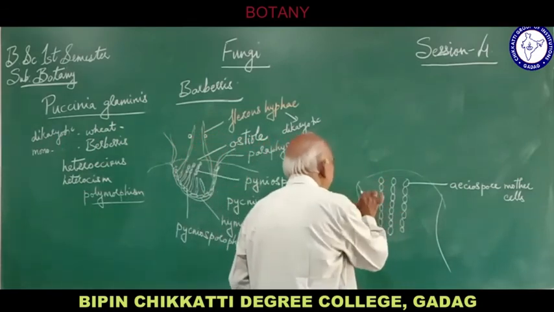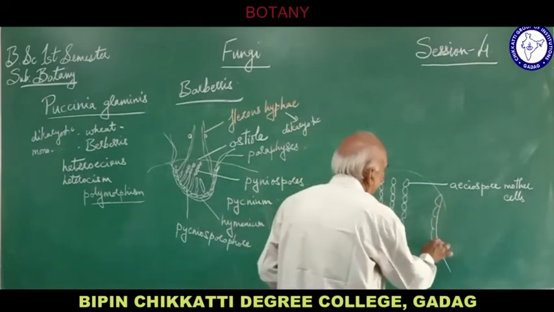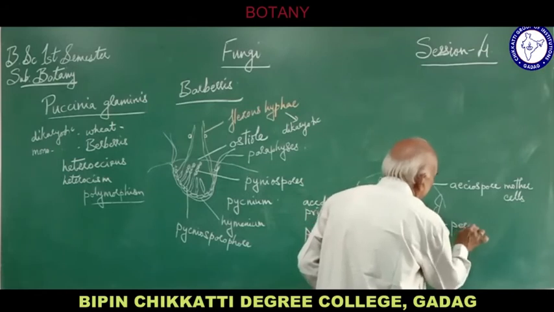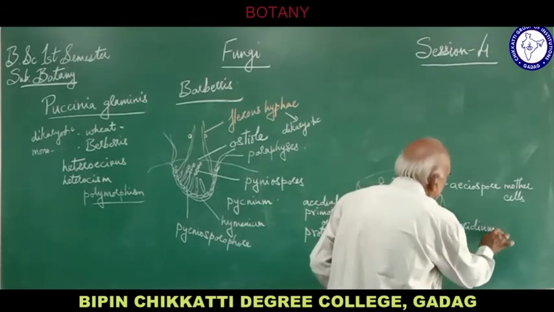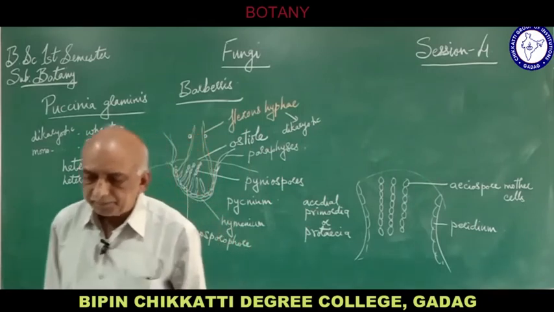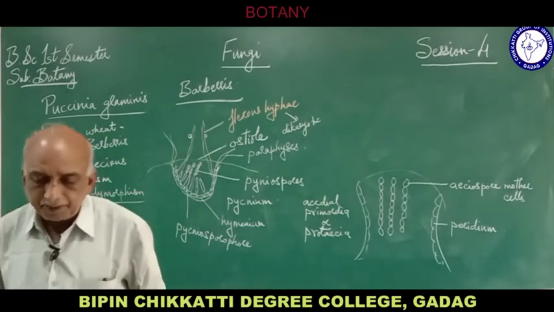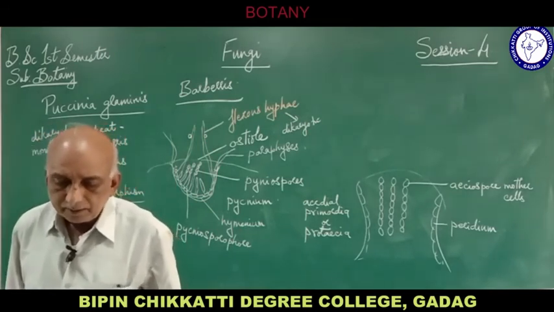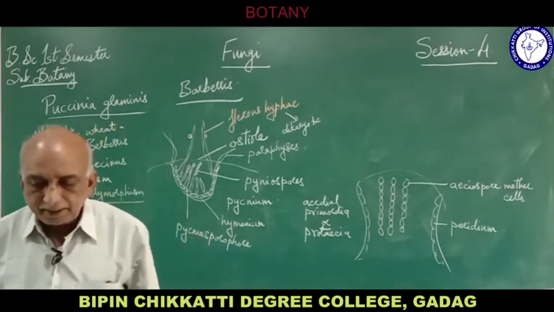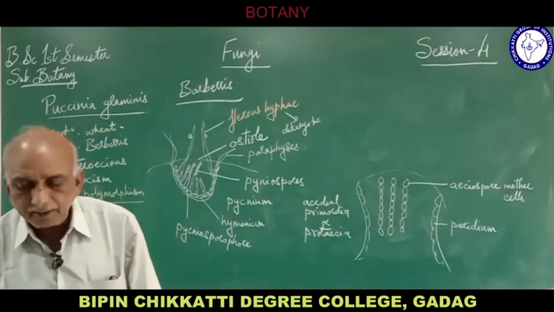Now some of the cells which are produced at the periphery do not develop into aeciospore mother cells, but act as the protective layer, and that layer we call the peridium. So the peridium is made of cells produced from the periphery cells, and within this the aeciospore mother cells are present, and they divide and give rise to the aeciospores. How they divide we shall see.